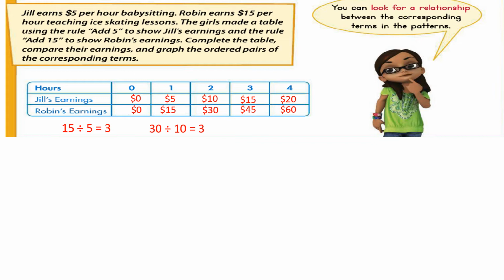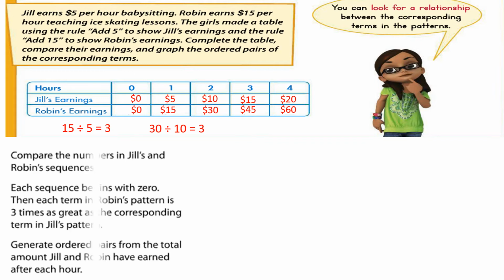So I'm going to say it like that: Robin's earnings are always 3 times as much money as Jill's earnings, or I can say it exactly like that. Compare the numbers of Jill and Robin's sequences. Each sequence begins with 0, then each term in Robin's pattern is 3 times as great as the corresponding term in Jill's pattern. Okay, after that I want to graph.